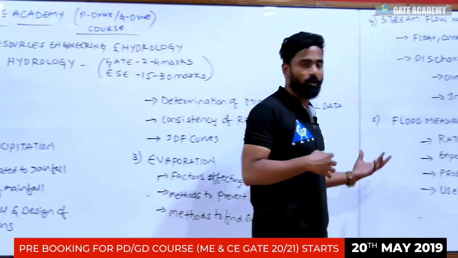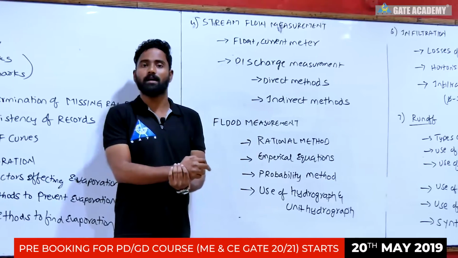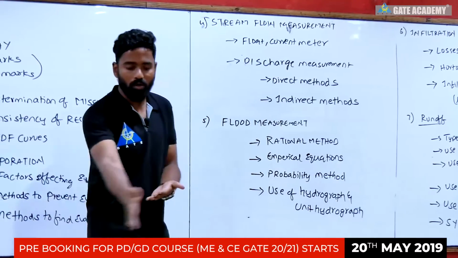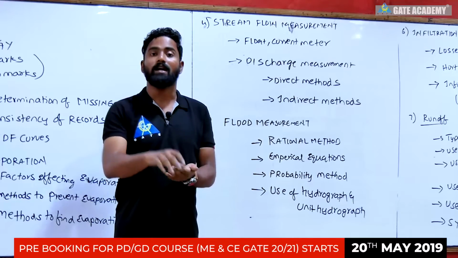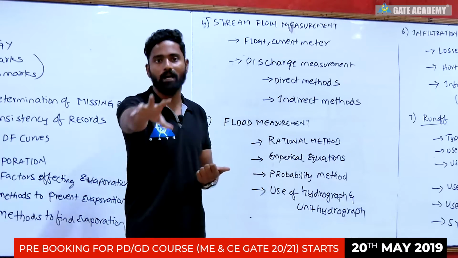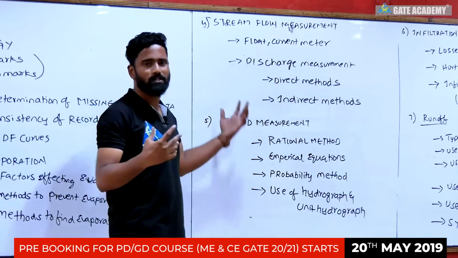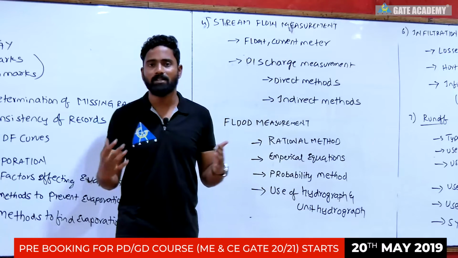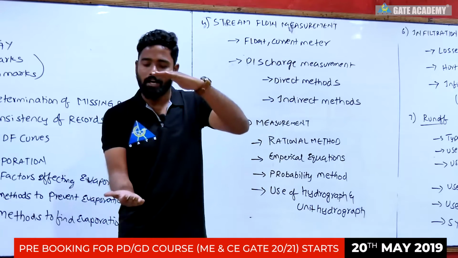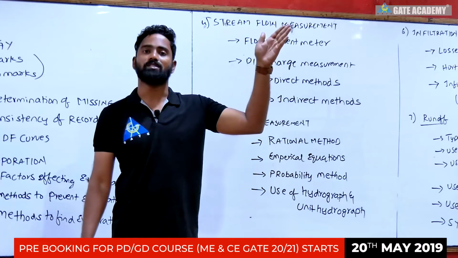Now after evaporation, I am going to stream flow measurement. Stream flow, as the name itself says, means water flowing in the river, and you have to measure the discharge. Stream flow measurement means discharge measurement. There are many methods for measuring the discharge, where you will measure the stage. Stage means the depth of the water. Based on the depth of the water, you will give the discharge.